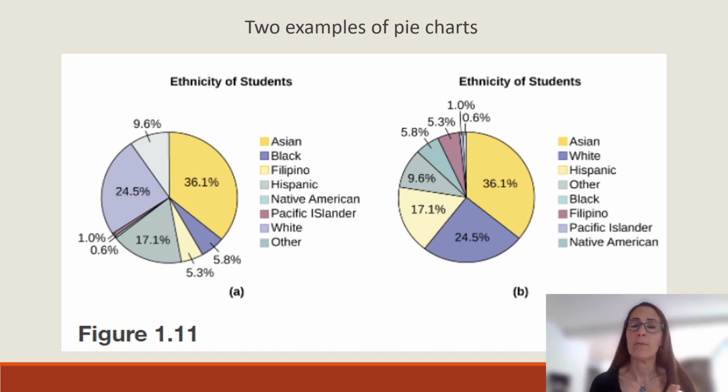So it's two different ways to represent it, and you always want to think about when you're representing your data visually, is it saying what you want it to say? Is it allowing the person looking at your data to see what you want them to see? So, two examples.